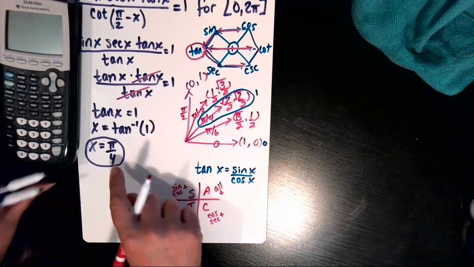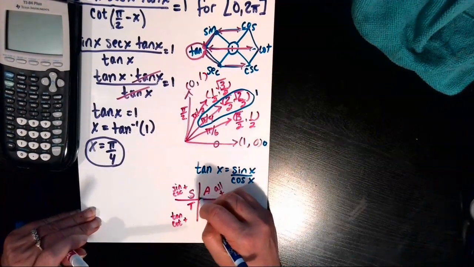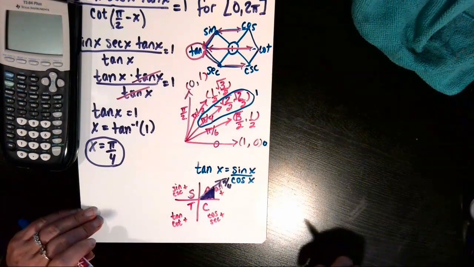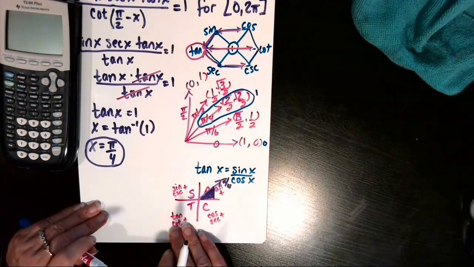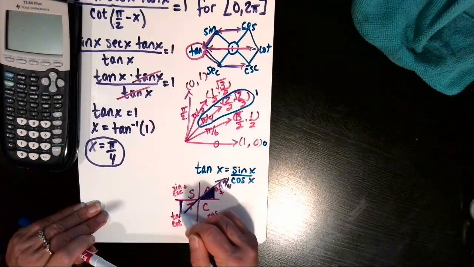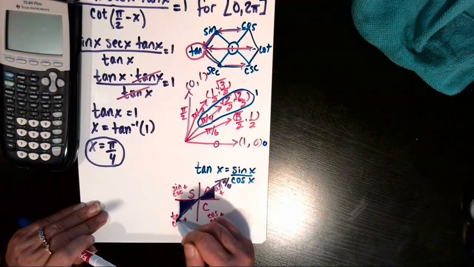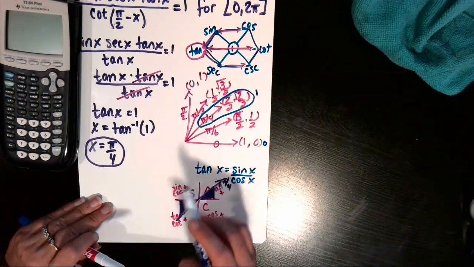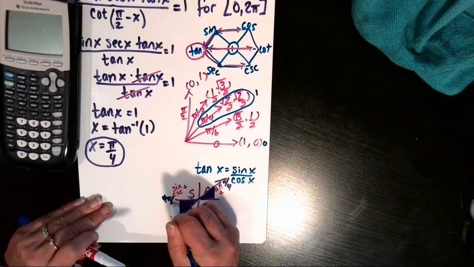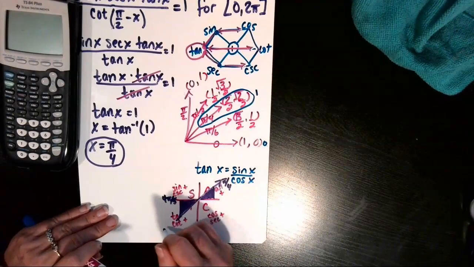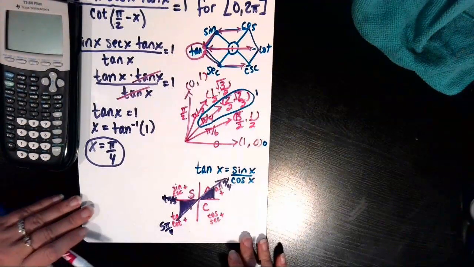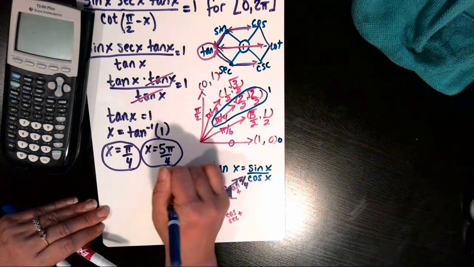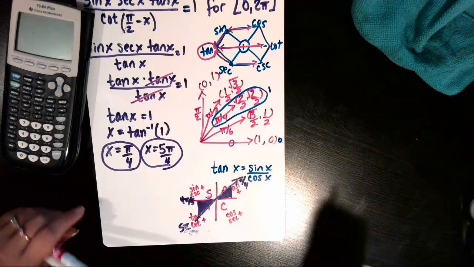We already found the quadrant 1 answer. That was pi over 4, and that would be our reference angle from quadrant 1. Tangent is also positive down here in quadrant 3, so we need that angle, but in quadrant 3. If this is pi over 4 as my reference angle, halfway around the circle would be 4 pi over 4. And then another pi over 4 from there would be 5 pi over 4. So x equals 5 pi over 4 would be a second solution to this trig equation.